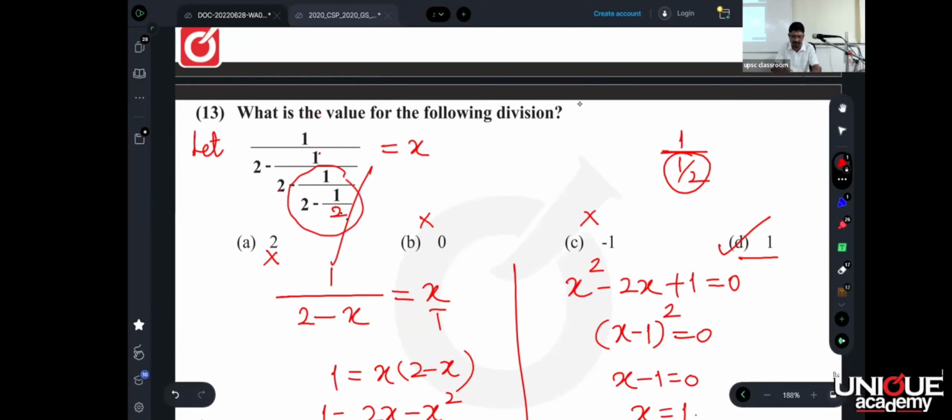Are you getting me? This circle has a value. The term inside the circle, 2 by 3, is subtracted from 2. 3 twos are 6, minus 2 is 4 by 3. So 4 by 3 is the denominator. When taken up, it is 3 by 4. Are you getting me? Now, this 3 by 4 is to be subtracted from 2.